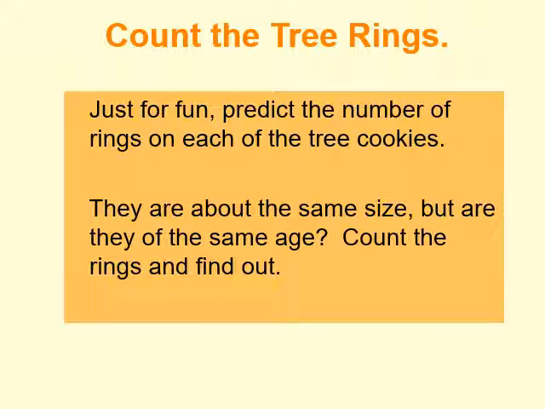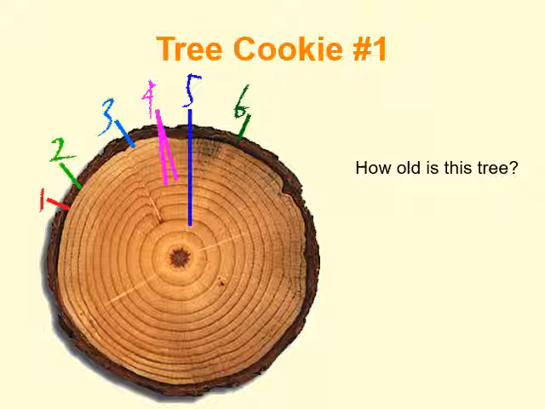So on the next 2 slides, there's going to be a couple cookies. Try and predict how many rings there might be on them. They are about the same size tree, but the question is, are they the same age? So your first tree is this one.